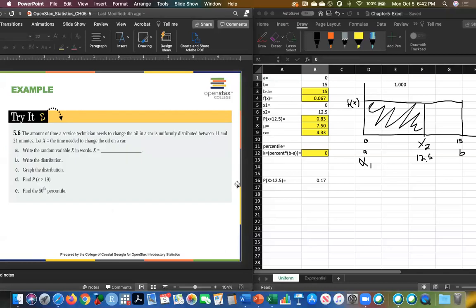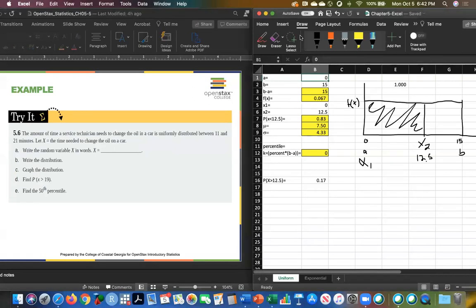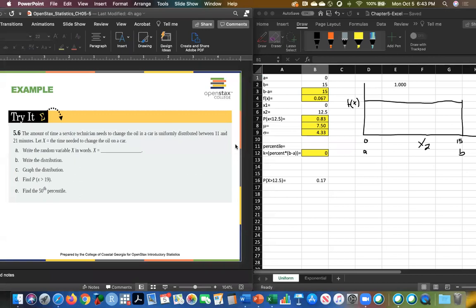So let's think about this. You might ask yourself, so let me erase this. What is the 50th percentile? For example, here we can find the 50th percentile by multiplying. So what is the number here?